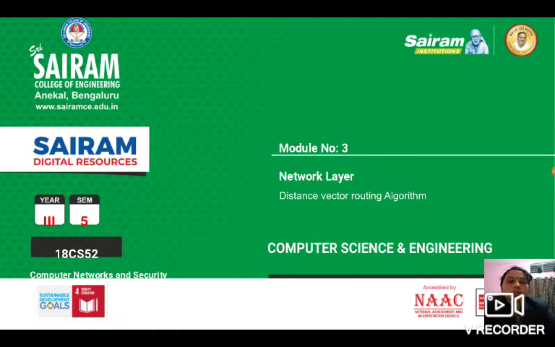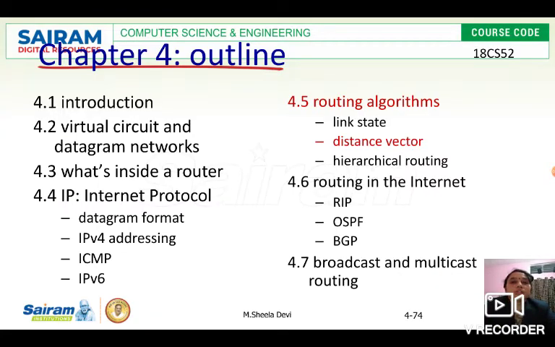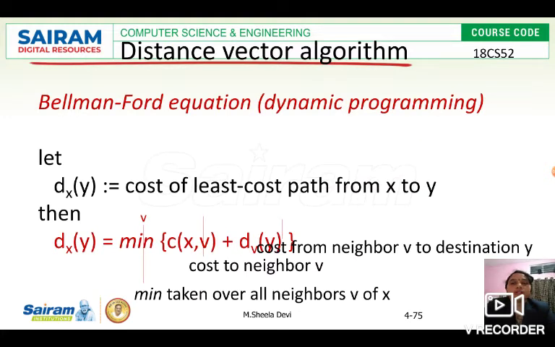algorithm. So, as I said earlier, the routing algorithms help us to find the cheapest and the shortest path among all the possible paths that exist between the source and the destination. So we will get into the routing algorithm. Yes, this is the distance vector algorithm. It can also be called as Bellman-Ford equation, and it is also called as dynamic.